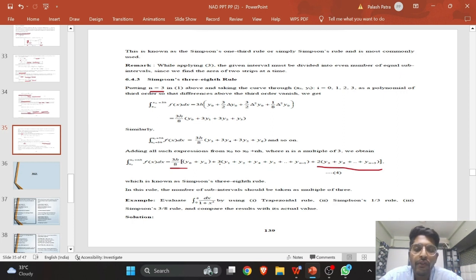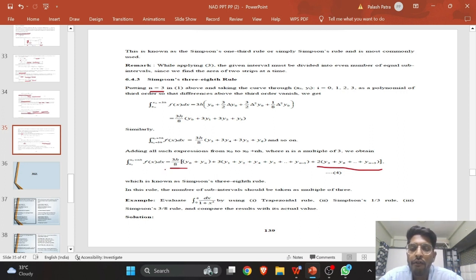And as you can see over here, the remaining terms are being multiplied by 3. That is y1 plus y2 plus y4 plus y5. The remaining terms which are not the multiples of 3 have been kept over here.